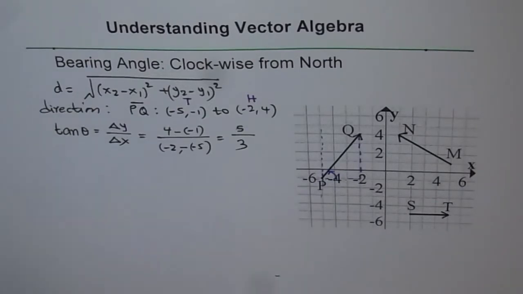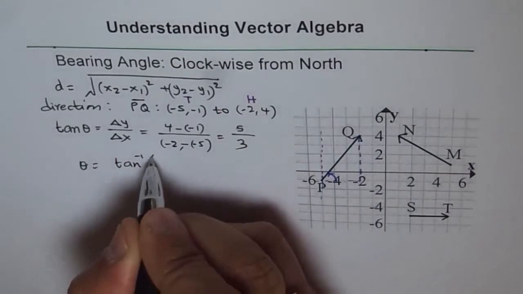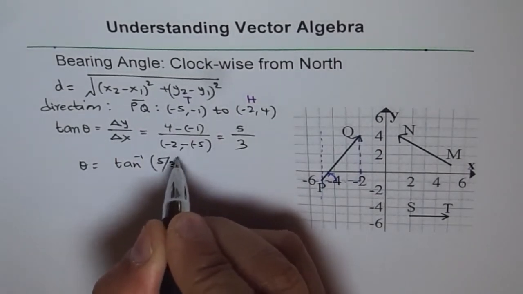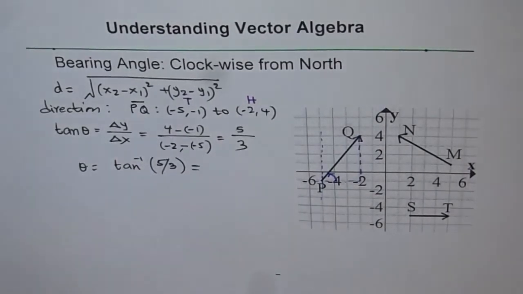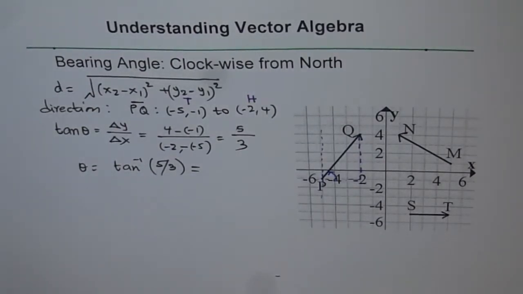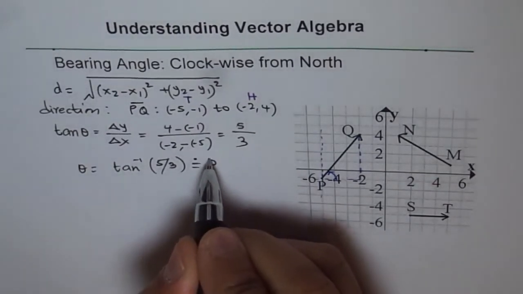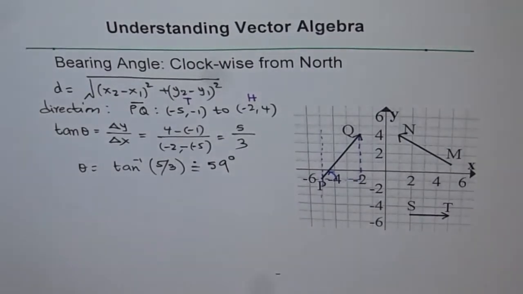Now from here, theta equals tan inverse of (5 over 3), and we get the answer using a calculator. We'll use the second function, tan inverse, within brackets 5 divided by 3, bracket close, equals 59.03. So we can write this approximately as 59 degrees. All the answers are in degrees.